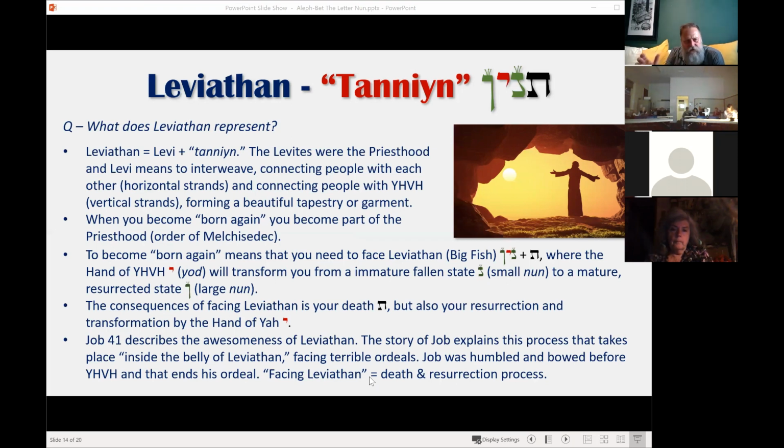And he also stated there that Leviathan was given by Yahweh. So it came from Yahweh. It's not an evil force whatsoever in this context. And when he acknowledged the awesomeness of Leviathan, that's when his ordeal ended and where he received everything back.